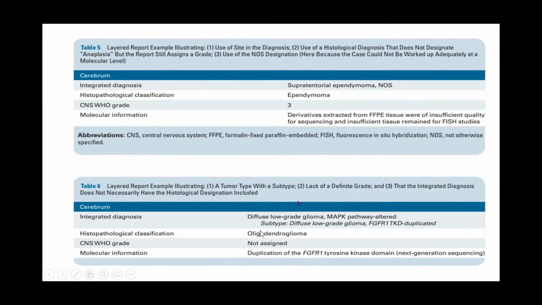Now, another example here is, suppose you get a tumor and on histopathological classification, you think it is an oligodendroglioma. Then what do you do? You ask for specific molecular alterations for oligodendroglioma.